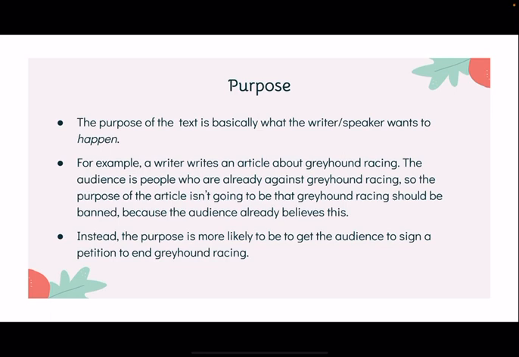All right, the purpose of a text is basically what the writer or speaker wants to happen about their contention. For example, a writer writes an article about greyhound racing. The audience is people who are already against greyhound racing, so the purpose of the article isn't going to be that greyhound racing should be banned, because the people who are the audience already think it should be banned.